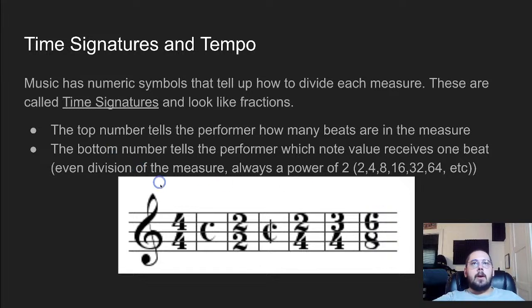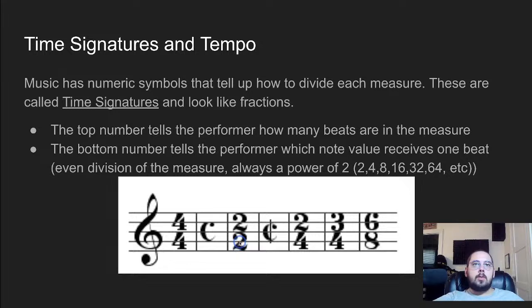The bottom number tells the note value that receives 1 beat. Meaning, okay, so we have 4 beats, but what is a beat? So in 4/4, we have 4 beats. Each beat is a quarter note. In 2/2, we have 2 beats, and each beat is 2 divisions of the measure, or half of the measure.